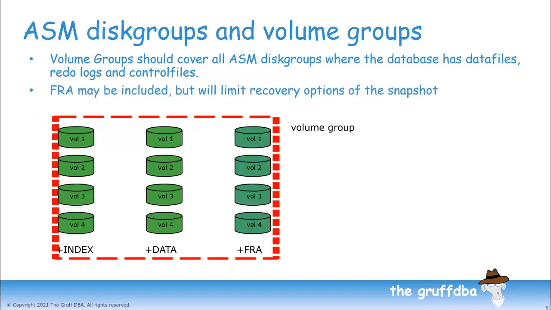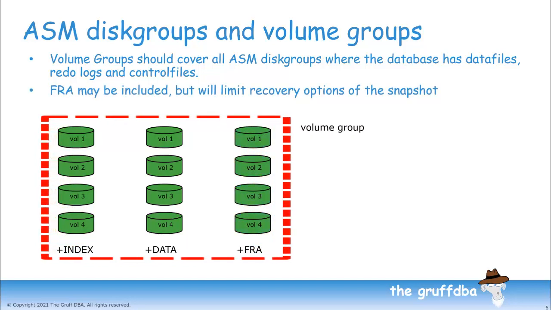Well, in the example I'm going to show you, I am adding the FRA to my volume group because I have one of my database control files in the FRA, and so including it makes my life simpler. But it also means that any archive generated after the snapshot will not be included in the snapshot, meaning I cannot roll my copy forward from the point of the snapshot unless I am willing and able to manually copy the archive logs to my clone. Many DBAs choose to leave the FRA out of the volume group.